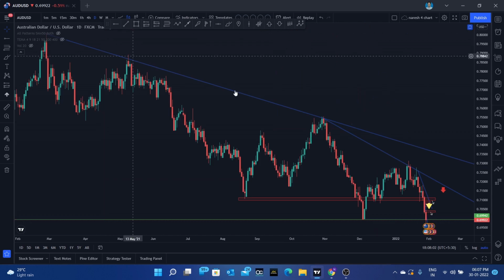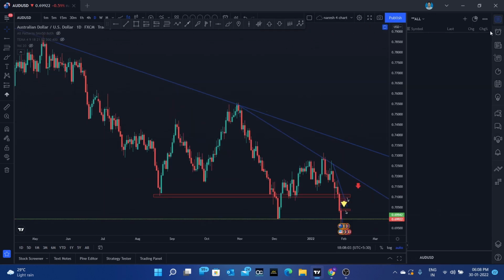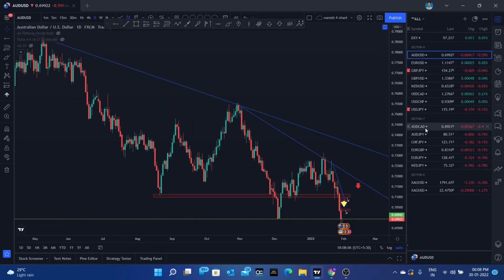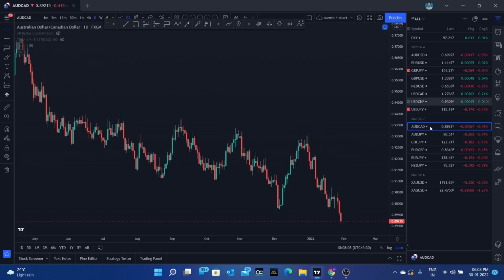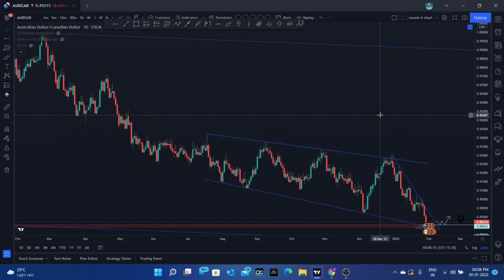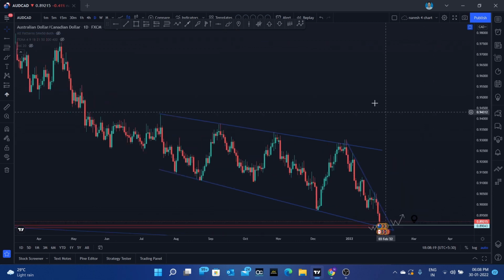So that would be for AUD USD, guys. So next pair would be AUD CAD. Let's see the AUDs first. We are having three AUDs: AUD USD, AUD CAD, and AUD JPY. So for AUD CAD, it is in the 1 day time frame.